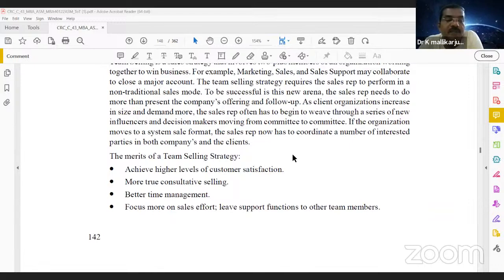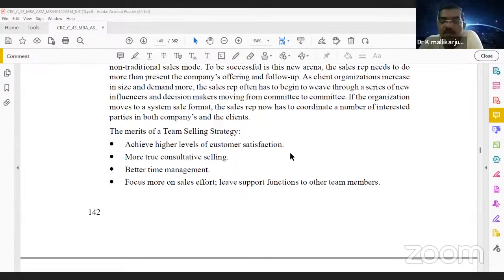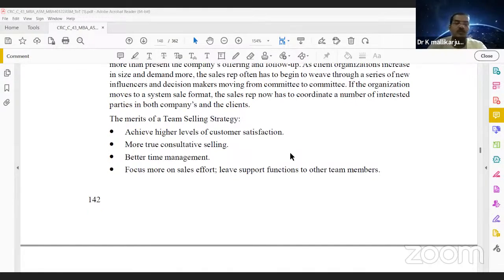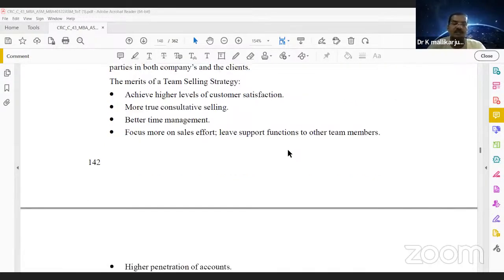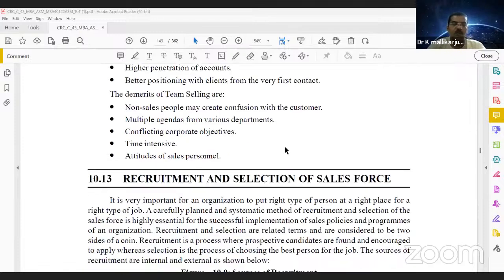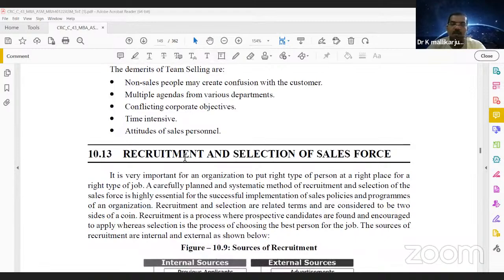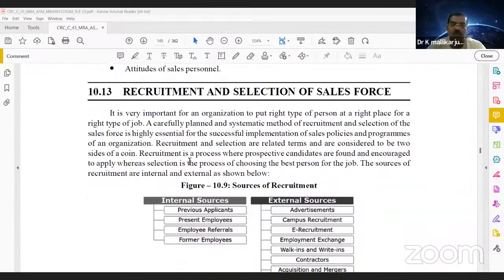The merits of team selling strategies are achieving a higher level of customer satisfaction, more trust, more true consultative selling, and better time management. Now we stop here; recruitment and selection of the sales force is also to come.